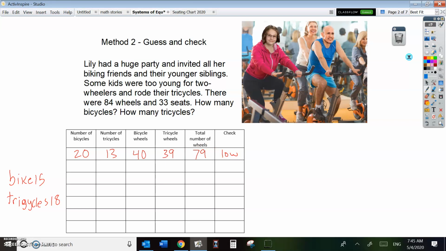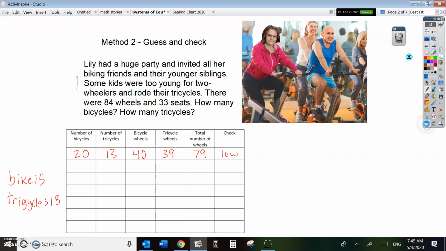So adjust your guess just a little bit. You know that you need 84 wheels, so let's increase the number of tricycles and decrease the number of bicycles. So let's go to 15 bicycles, and that would make 18. See, I went right to the right answer.